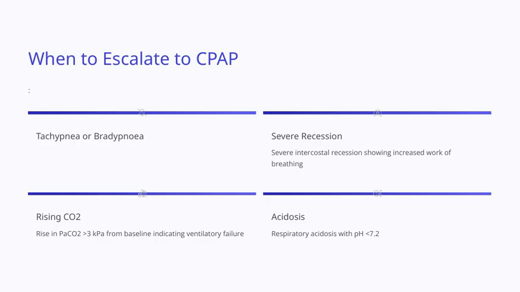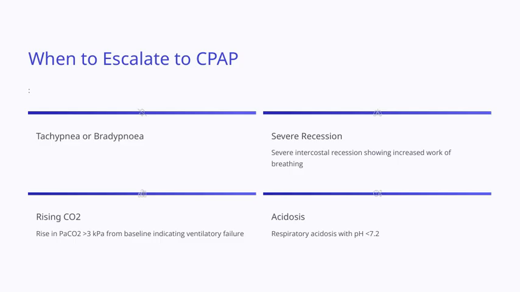We also need to watch for rising levels of carbon dioxide, specifically if the PaCO2 increases more than 3 kPa from their baseline. This suggests that ventilation isn't keeping up with the body's needs, indicating ventilatory failure. Lastly, if the patient develops respiratory acidosis, with a pH dropping below 7.2, that's a clear sign that their lungs are failing to remove enough CO2, leading to acid buildup.